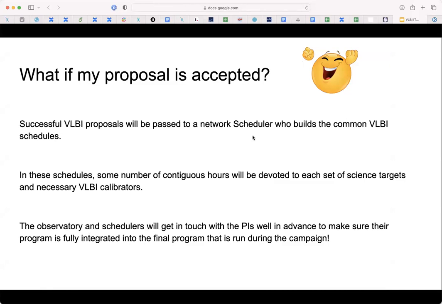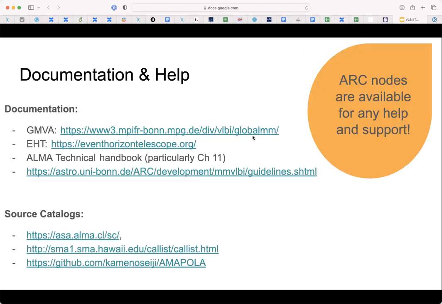And what happens next? We'll talk more about this in the future, but just in a nutshell, a short summary: if your ALMA VLBI proposal is accepted, it will be passed on to our scheduler in this network, and they will build schedules. They will get in touch with the PIs, and there will be some fine tuning on the actual final schedule. So this will go via the observatory, and you don't have to do anything in practice, at least not proactively. You'll be contacted. But that's for next time.